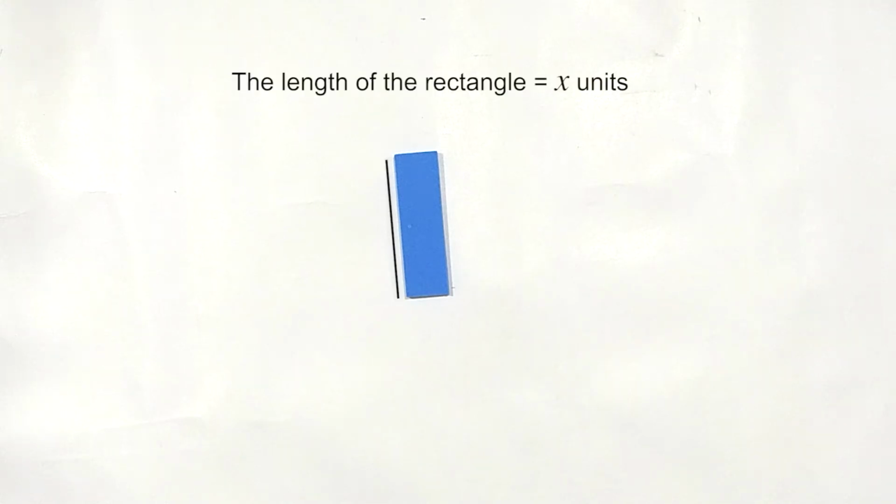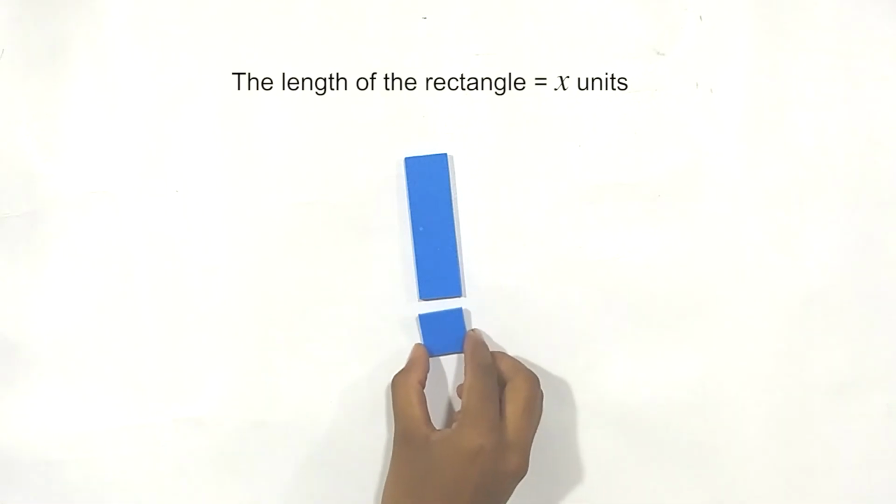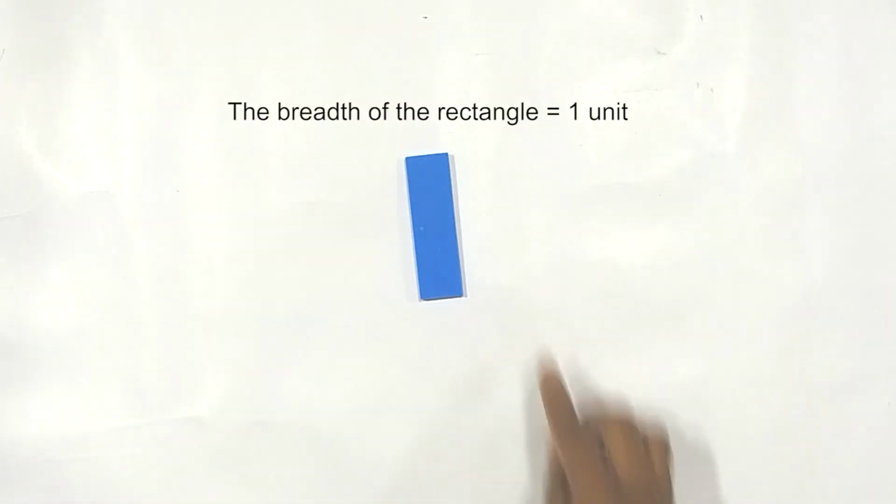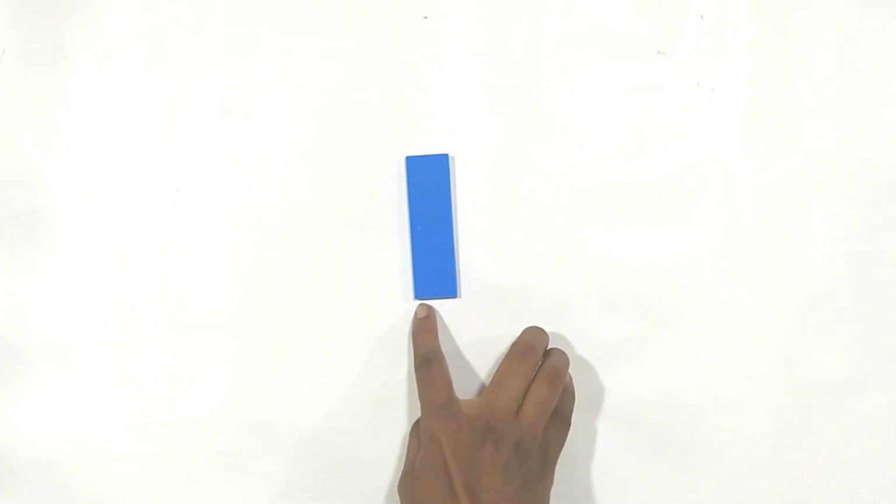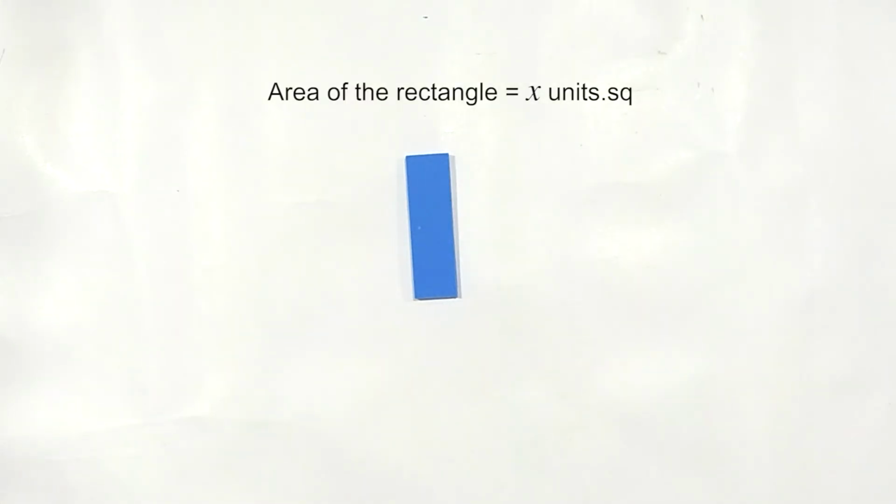So, similar to the representation of 1, we assume the length of this rectangle to be x units. And you might see that the breadth of the rectangle is equal to the length of the side of the small square, that is 1 unit. So, the area occupied by the rectangle is x units squared. Hence, it represents the value x.